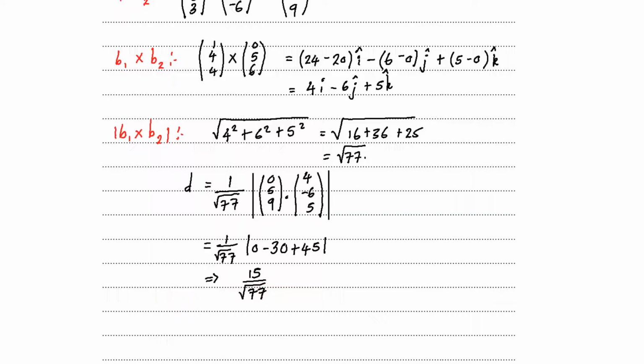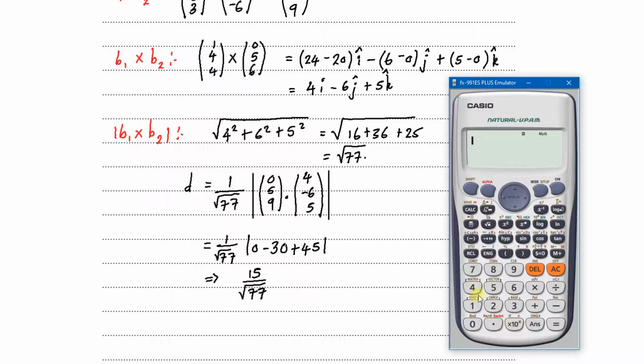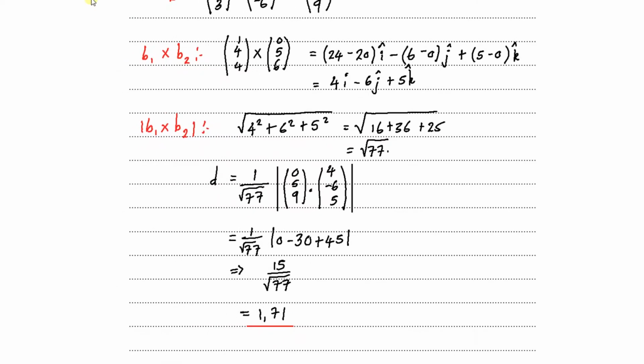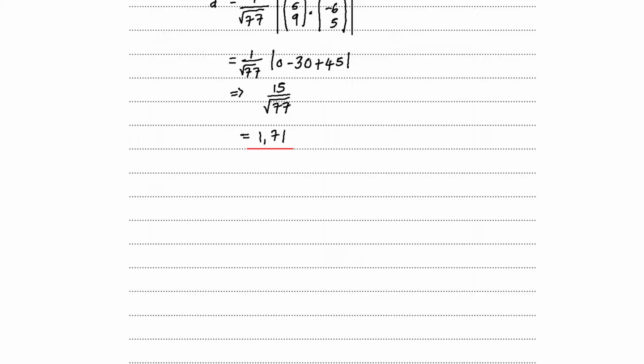And we can use our calculator to simplify it. So that's 15 over root 77, and we get 1.71. So that's equal to 1.71. And this here is the final answer. So that's it for part A. Let's scroll down to part B.